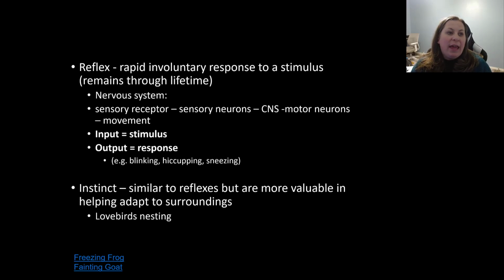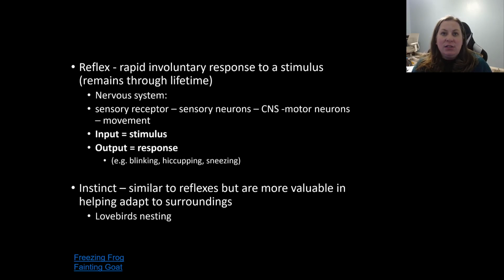The next one we want to look at is the reflex. A reflex is a rapid involuntary response to a stimulus. And guys, this remains through your whole lifetime. We check your reflexes when you go to the doctor all the time because they should be intact. If they are not, you have some sort of brain damage or spinal cord damage, and that needs to be looked at. So the nervous system is key here.